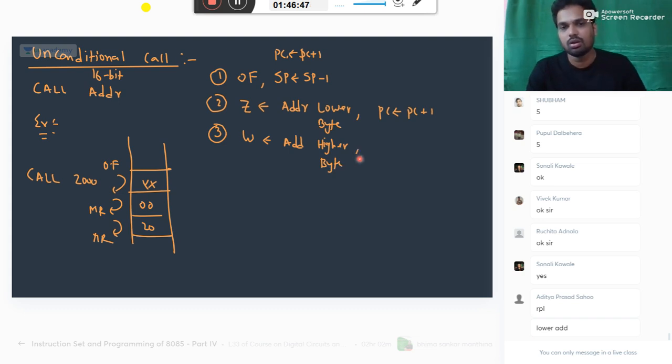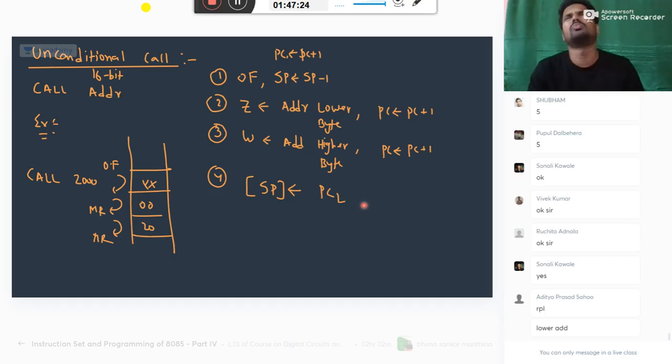Then now your PC will be incremented by 1. Okay, this is the story that happens internally. Now one more thing which happens here is that the program counter low and program counter high will be copied into the top two locations of the stack. So the contents of the stack pointer will be copied with the program counter lower order.